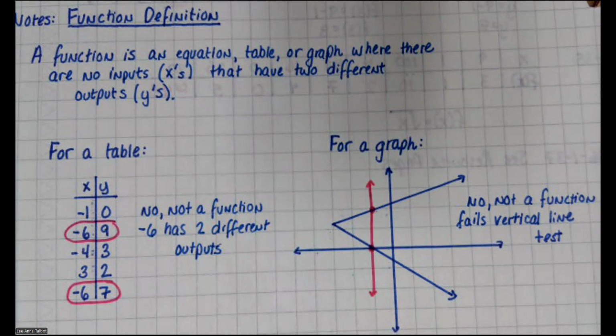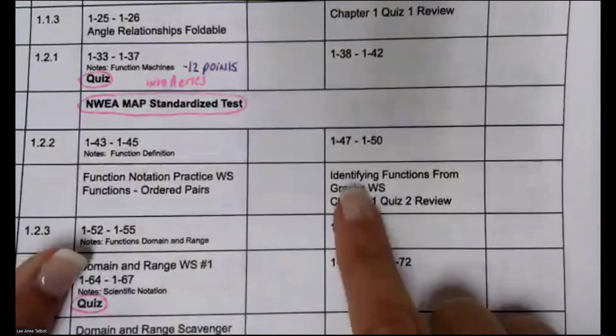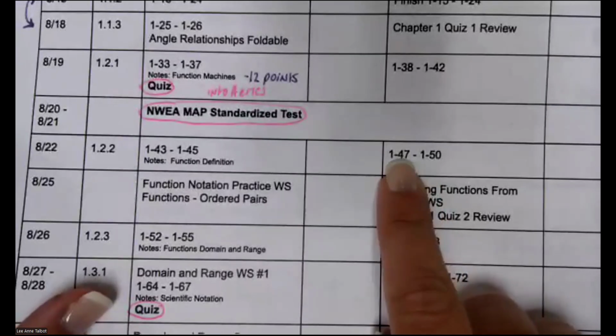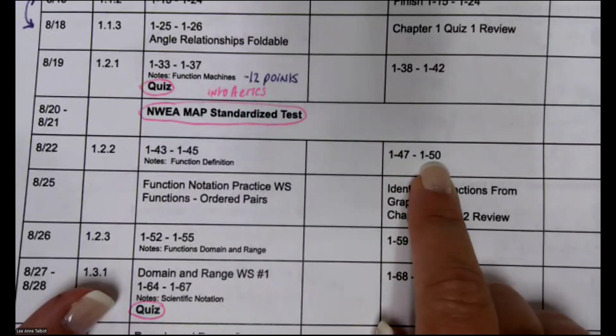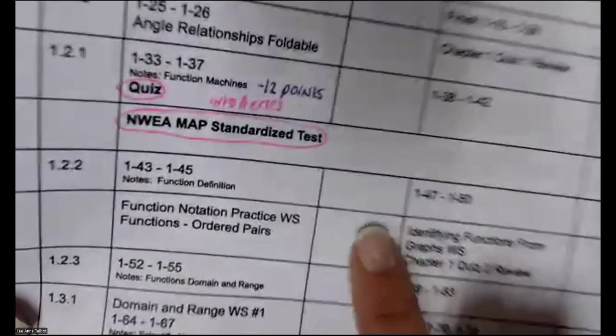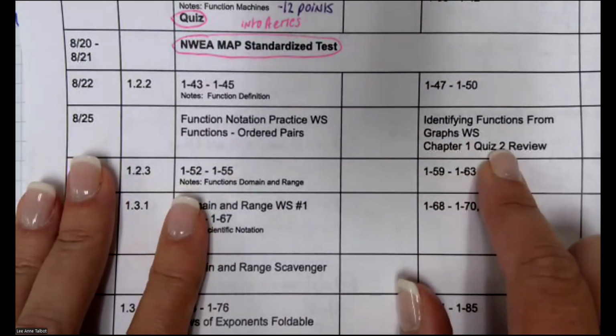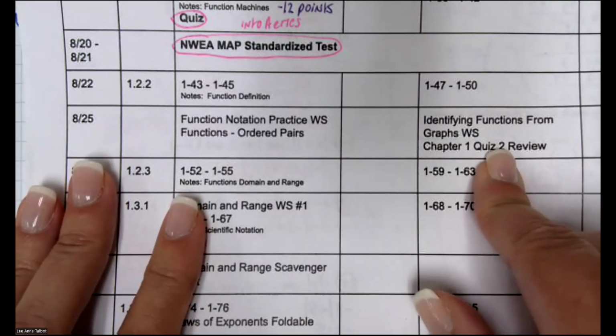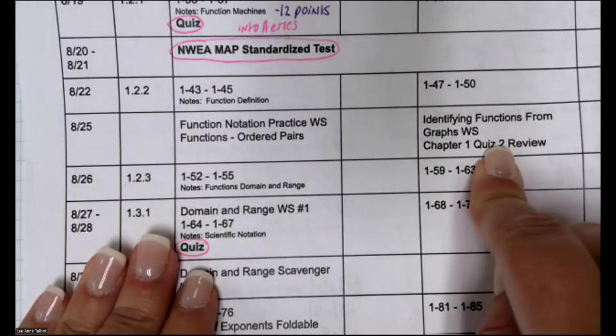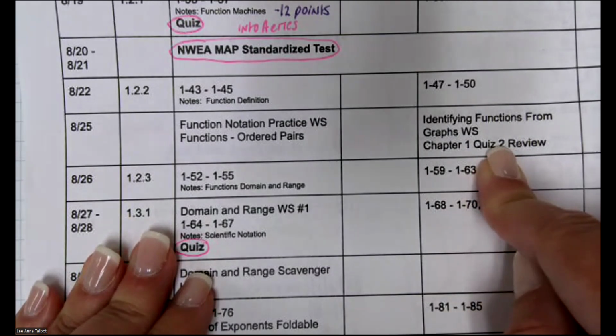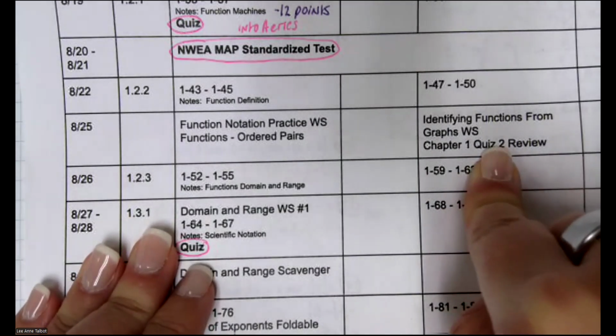Okay, so last thing, look at the stamp sheet side of your packet. We're just about done. Tonight's homework is 47 through 50 in CPM. But I want you to notice Monday night's homework is the chapter 1 quiz 2 review. You already know how to do all of it. So if you want to start getting prepared for your quiz, you could do it early. You don't have to. I'm just pointing that out.